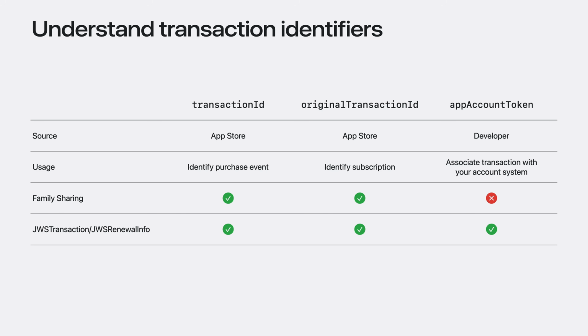Both transaction ID and original transaction ID are present in JWS transaction and JWS renewal info. The app account token is only available if you set it for a purchase either using StoreKit or the new set app account token endpoint.